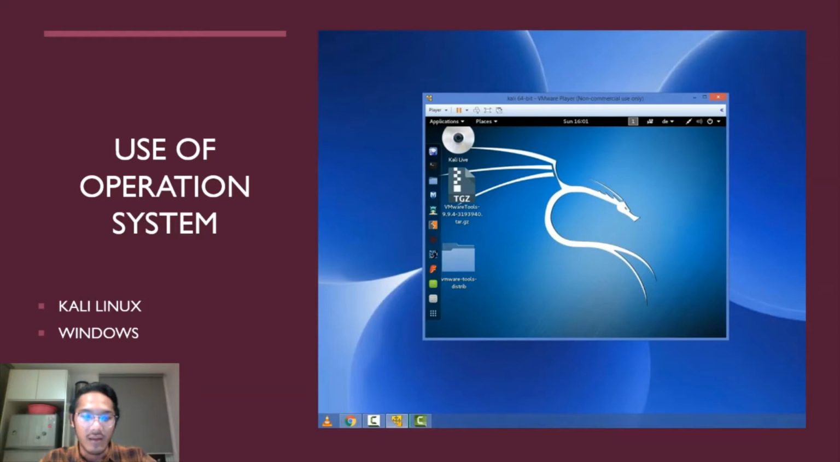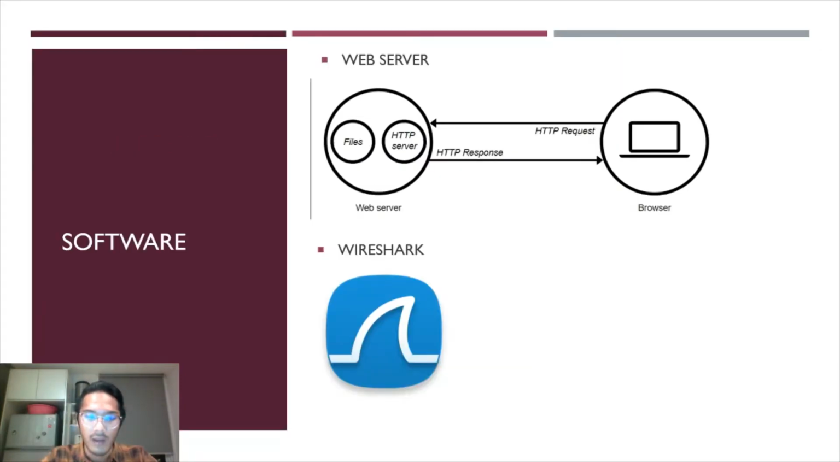The next one is Windows, which is what we are using right now, and which is easier for people to use. Just like the MacBook, which uses the Catalina operating system. And for software, we are using a web server and Wireshark.